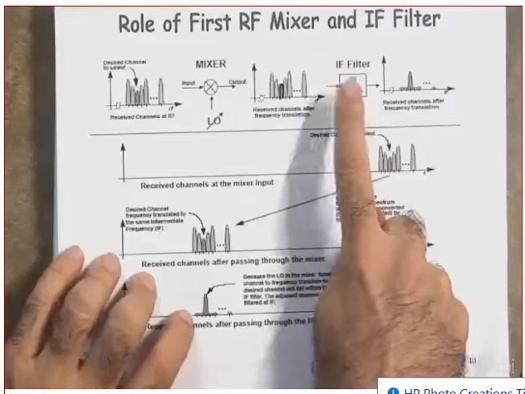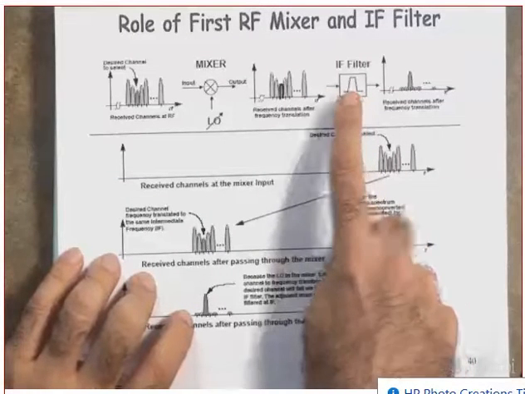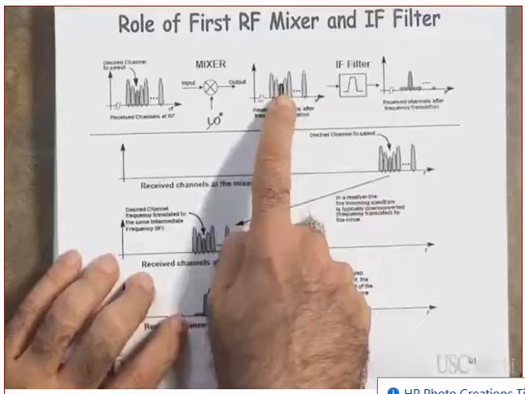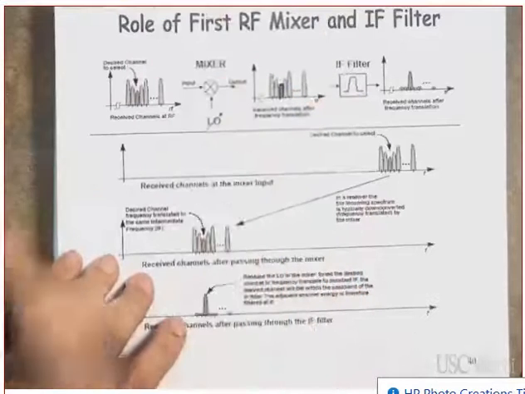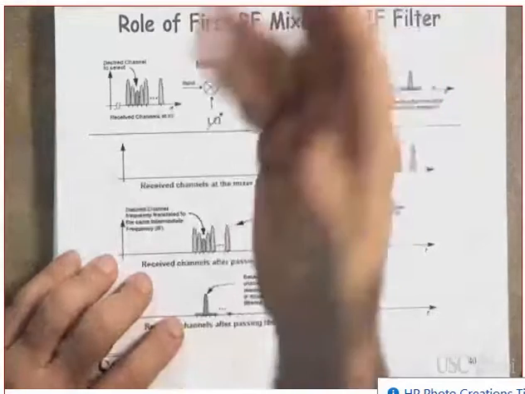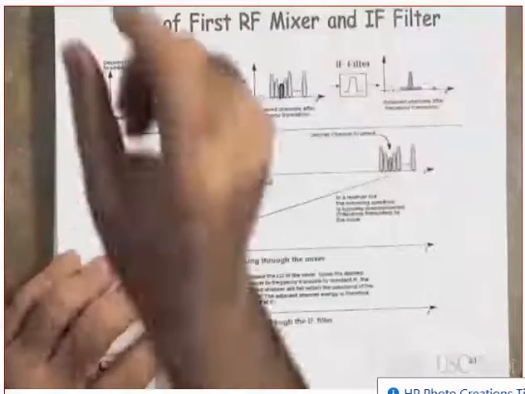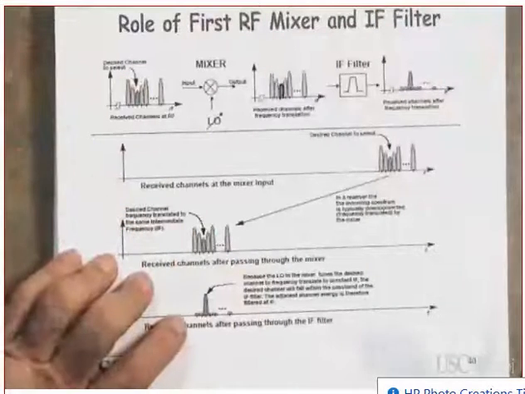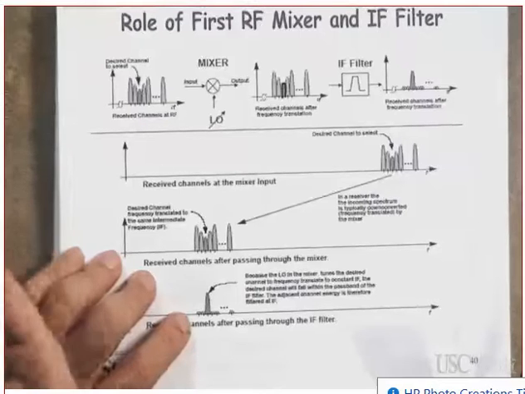By the way, this filter, now it's easier to design. Why? Because the IF frequency is what? It's relatively low. So the Q is what? The Q is the center frequency divided by the bandwidth. It becomes relatively low. Clear?